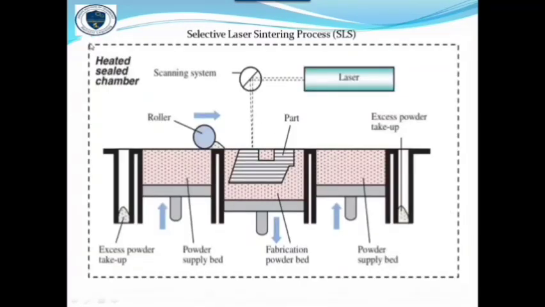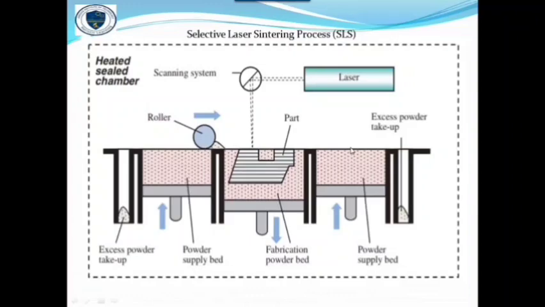Next we will move on to this image. Now you can see the full view of a representation of the selective laser sintering process. This is a heated and sealed chamber. Here we can see a lot of elements related to this SLS system. First one is the laser. Next we have the scanning system, then the rollers, then the working part. Then the cylinders, and also the fabrication bed, which sits in the intermediate stage. Then on the left side we have the powder supply bed, and on the right side we have another powder supply bed.